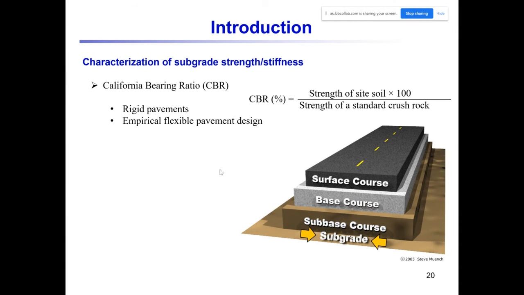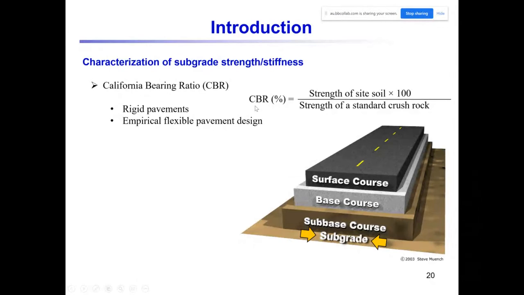So the definition is very simple. It's a ratio. It's a comparison of the strength of the natural soil, or the site soil that you are dealing with, to the strength of one standard material. This standard material is a crushed rock that we are considering. So it's just a ratio: the strength of site soil to the strength of a standard crushed rock. And I will define what this standard crushed rock is, and what the strength value of this type of material is.